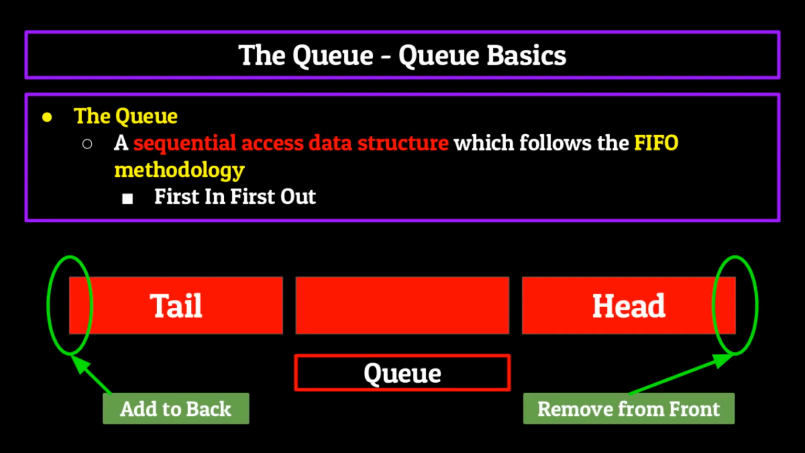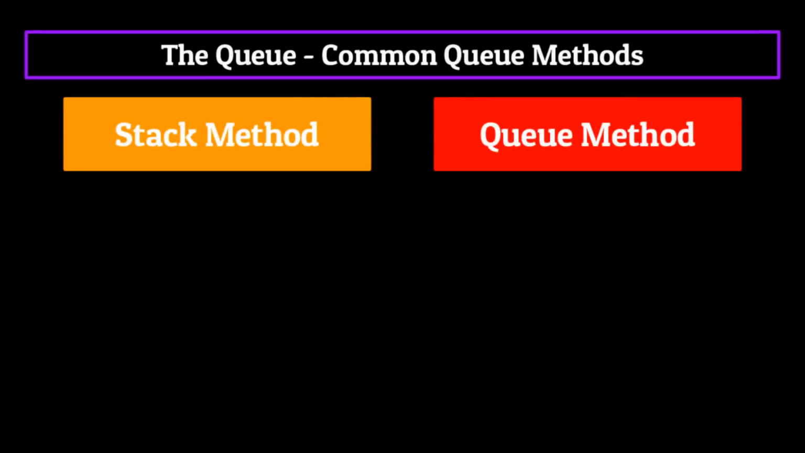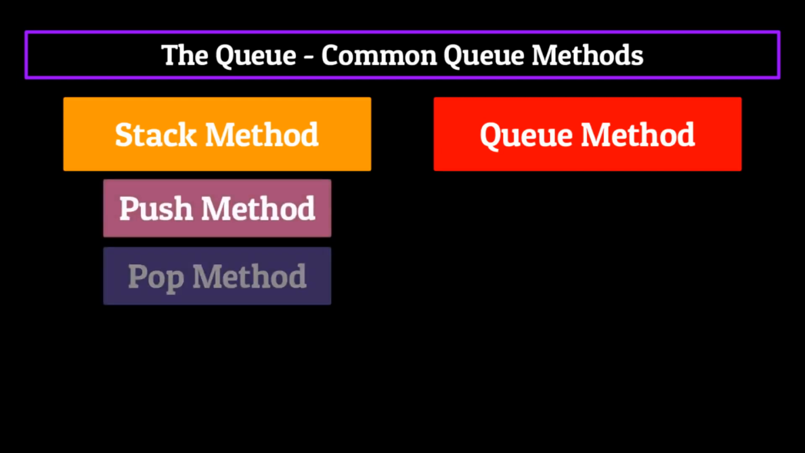So there's your background information on the queue. Sequential access, FIFO methodology, add elements to the back and remove them from the front. Got it? Good. Now, let's dive headfirst into how we can actually use a queue by jumping into some common queue methods. So just like the stack, we're going to have two methods used to add and remove elements from the queue. For the stack, we added elements with push and removed them with pop.